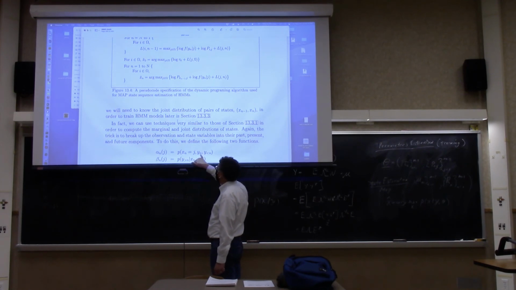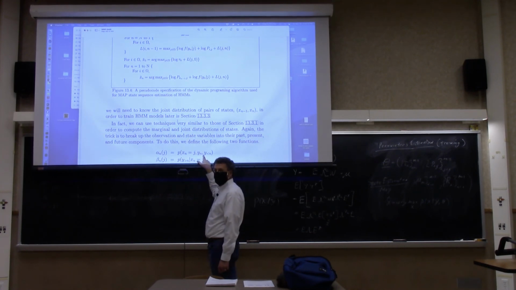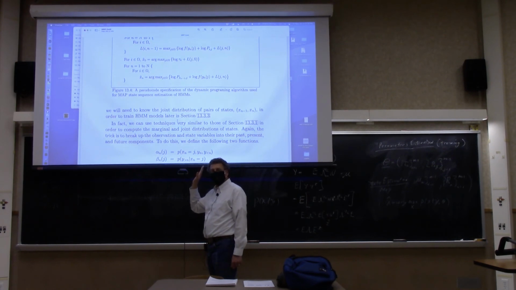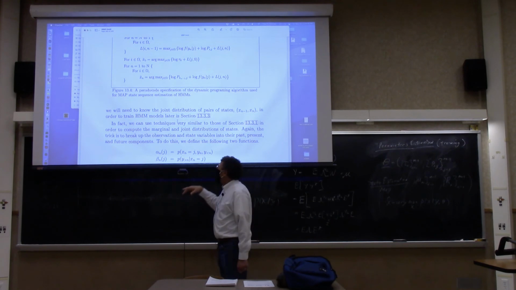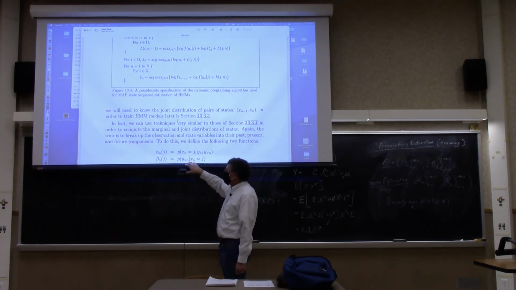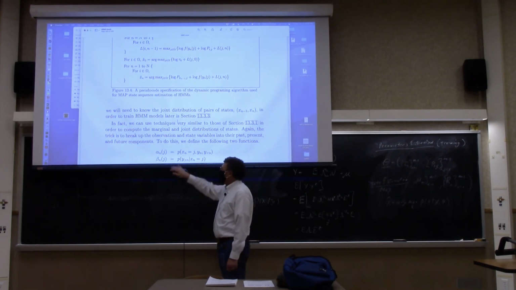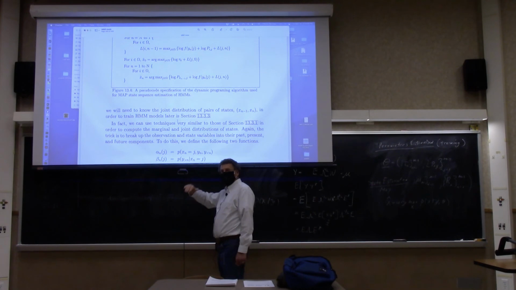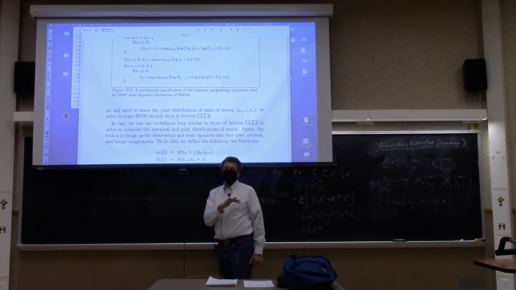The alphas are like the joint probability of the current state and the past observations. So that's something that contains all the information about the past. Alpha is the past information. The betas are the conditional probability of the future observations given the current state. So the betas are the future, the alphas are the past, okay?